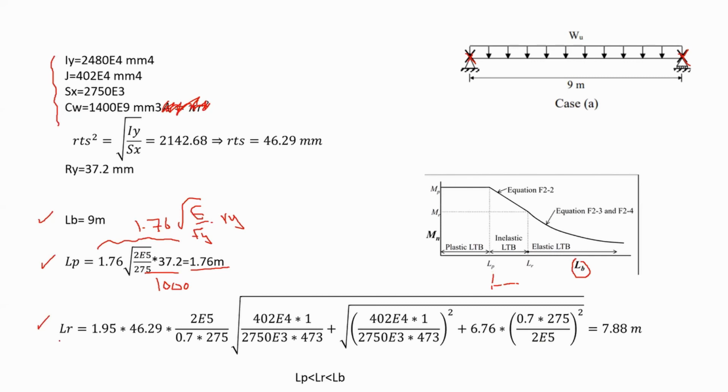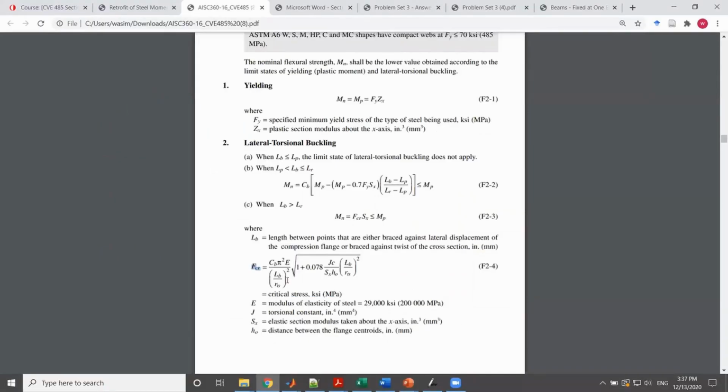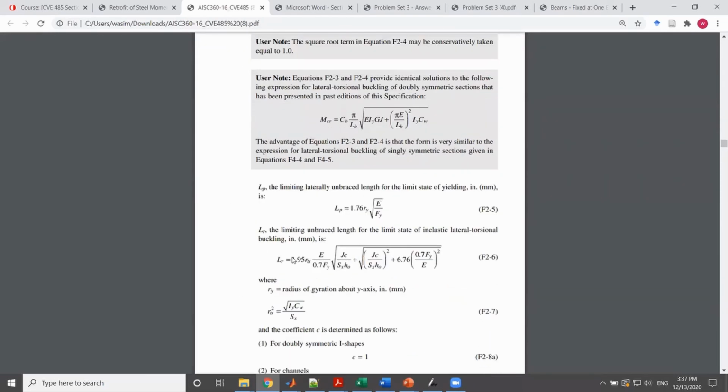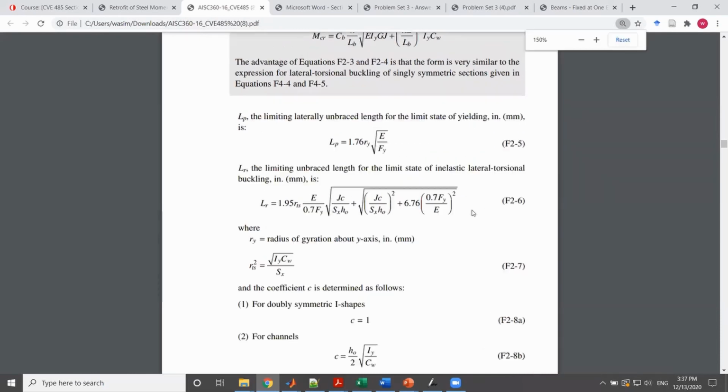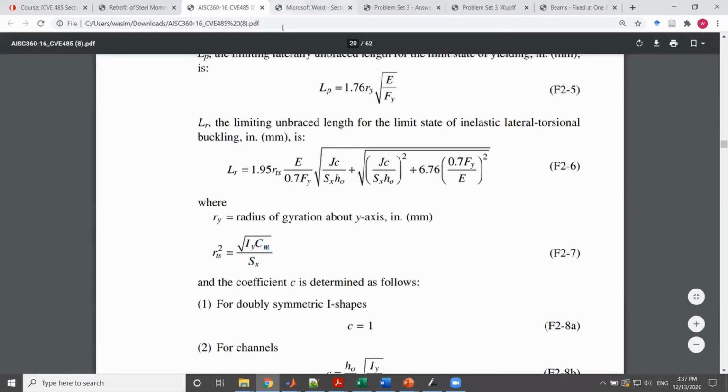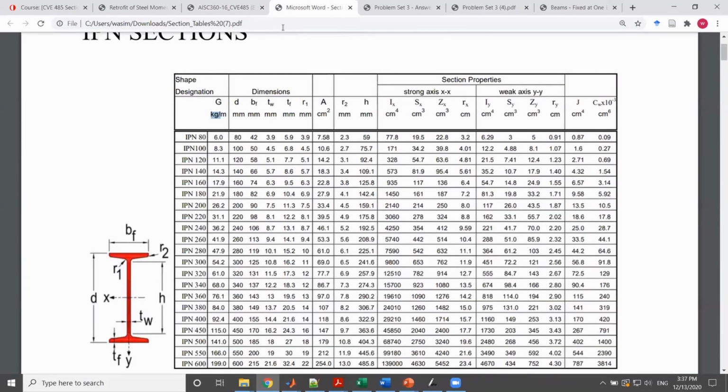So I'm going to substitute in my equation of LR. Now here you can see there are many values. Let me show you the equation for LR. Okay, so this is LR. Here is how you're supposed to calculate LR. So 1.95 rts. What is rts? rts, you can calculate it from this equation: the square root of the moment of inertia about the weak axis multiplied by Cw, divided by Sx. Cw is something you obtain from the section tables.